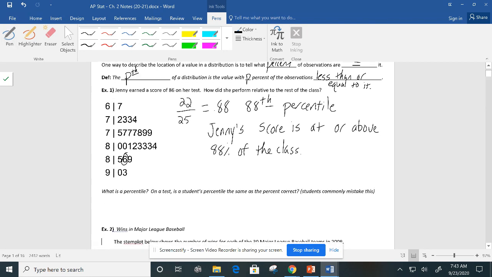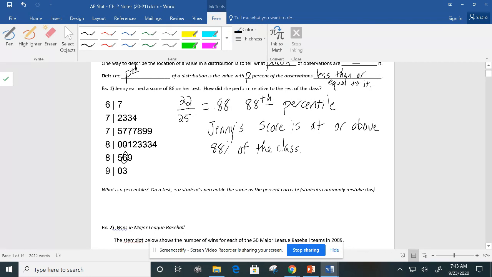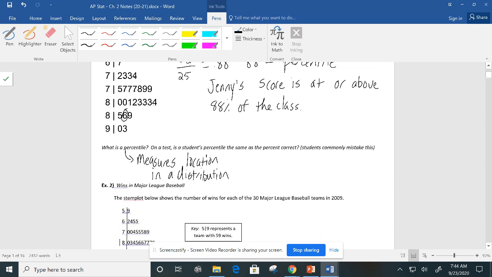Moving on, we talked about what a percentile is. It measures the location in a distribution. And keep in mind, if you're at the 88th percentile, it doesn't mean you got 88% of the questions correct, say on a test. It just tells you where you are located relative to the rest of the distribution. We'll hit the next example in class.